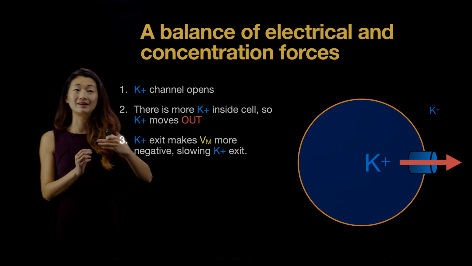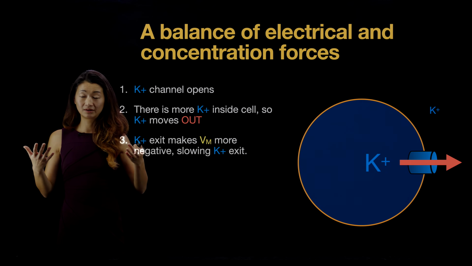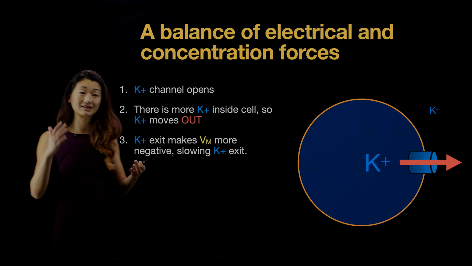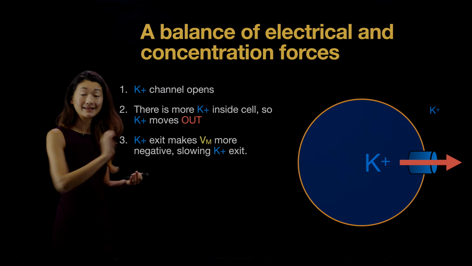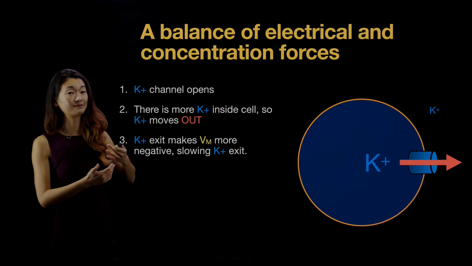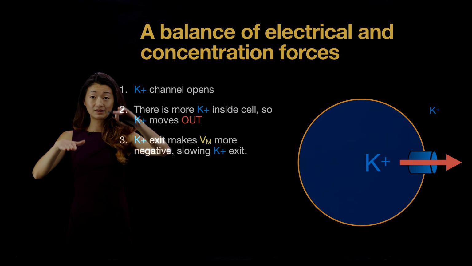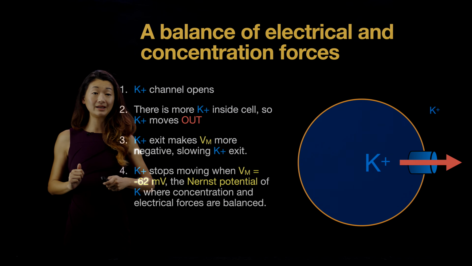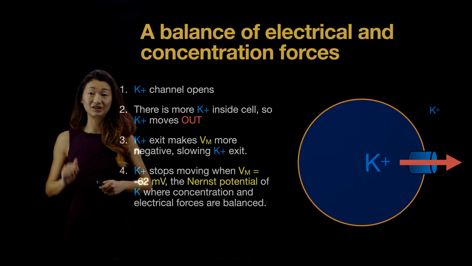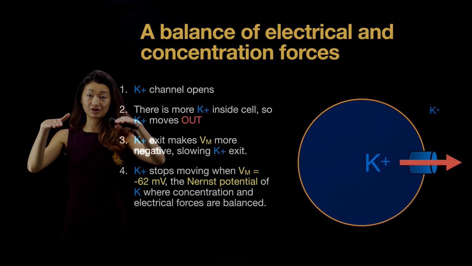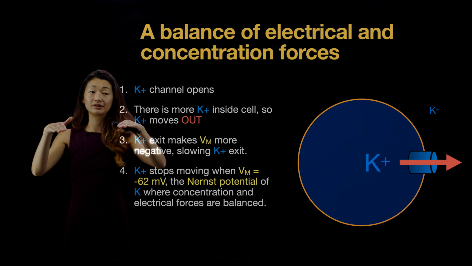I'm going to say that again. There is a balance of electrical and concentration forces here, where the concentration force makes the potassium want to leave, but as it leaves, the membrane potential becomes more negative, which makes potassium want to come back in. These two forces are going to eventually balance. And the point at which it stops moving, when there's no net movement, when the electrical forces and the concentration forces are exactly balanced, is called the Nernst potential of potassium.